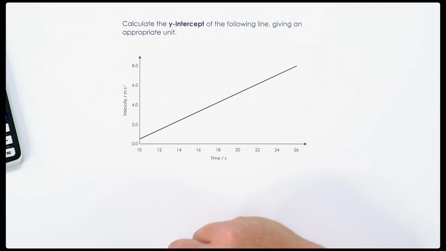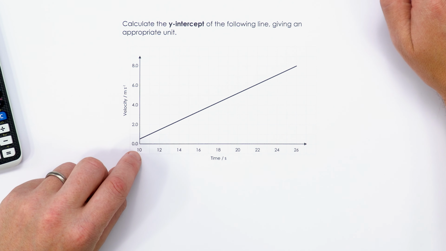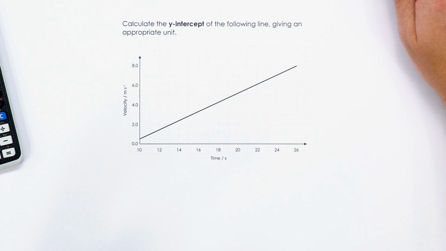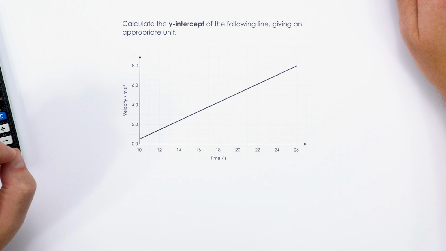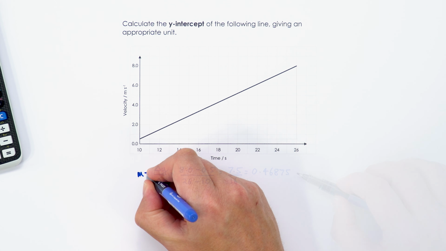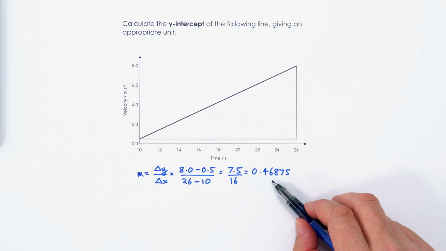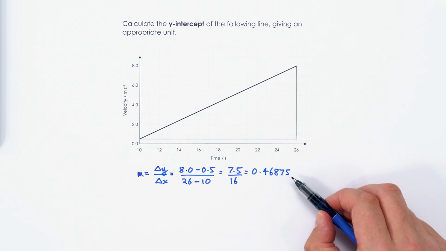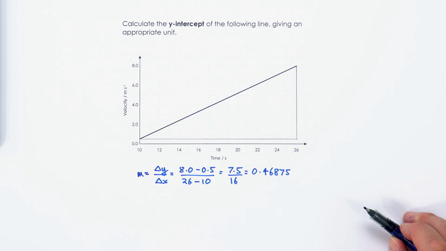In this worked example, we need to calculate the y-intercept because we can't read it off the graph directly. So we can see we have the velocity when the time is 10 seconds. Effectively, we want to know the velocity when the time is equal to 0. So the first thing we need to do is calculate the gradient, which in this case is 0.46875. And I'm going to use this value here in subsequent calculations.